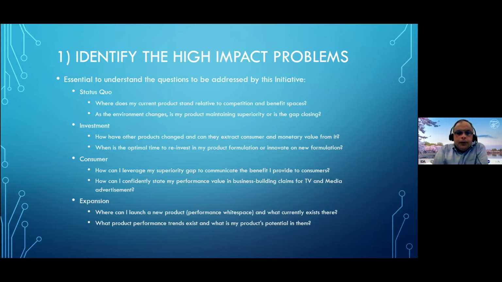For us, this is which are the key questions that we need to answer and show that these questions are really important for the business. We can group those questions in kind of 4 groups. The first one, status quo, that's about benchmarking. So where is our current products relative to the competition among all the benefit spaces that we measure? The second group of questions it's about intervention or investment. So how have other products changed over time, and is it time for an intervention on our side?